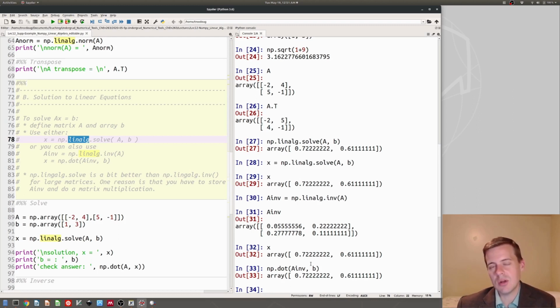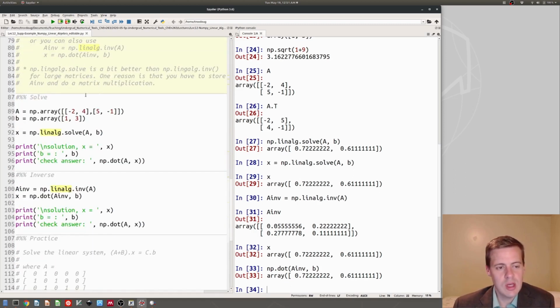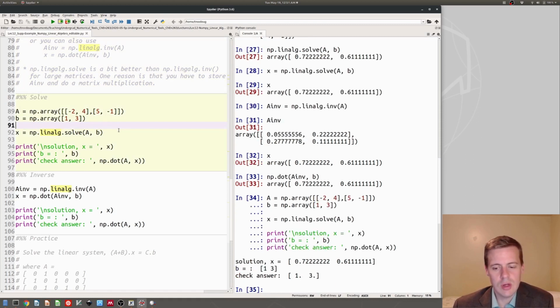Generally speaking, if you want to do something multiple times, storing the inverse is actually still not optimal. There's another algorithm called LU decomposition that you'd want to look up and check out. We're not going to cover that in this video or in the class, but that is something you can check out. Okay, so here's a couple examples down here doing exactly what I showed you.